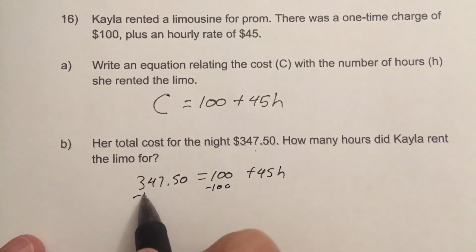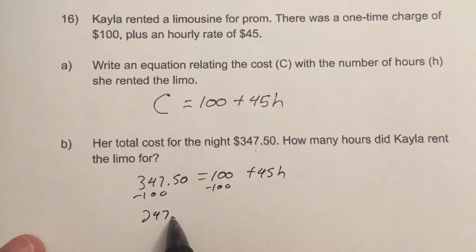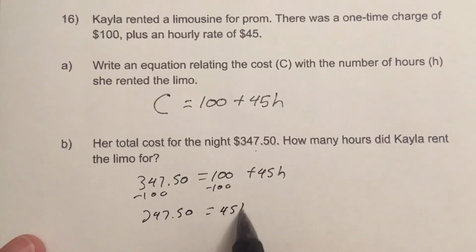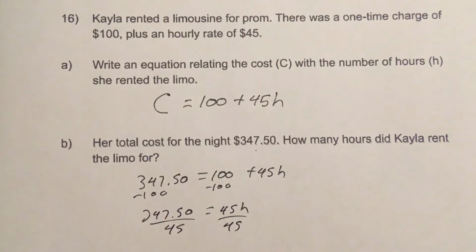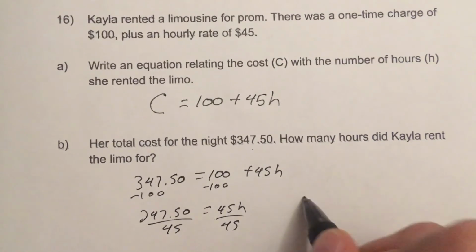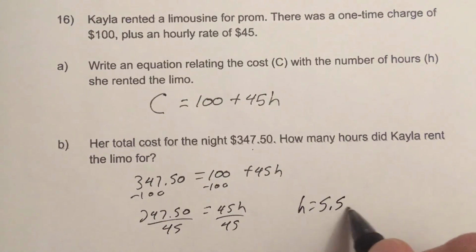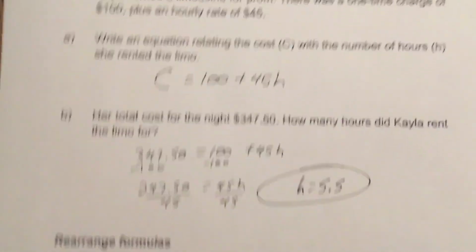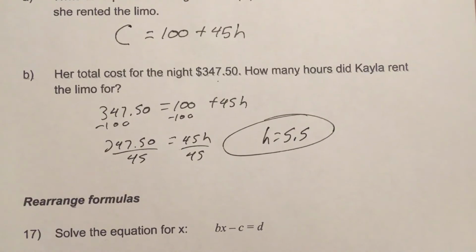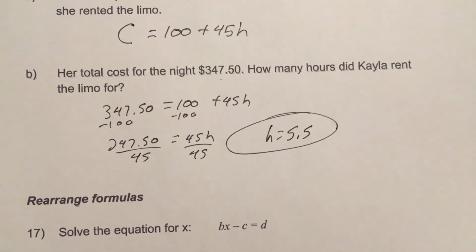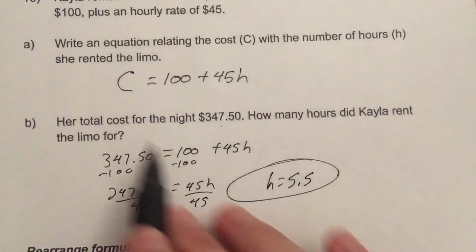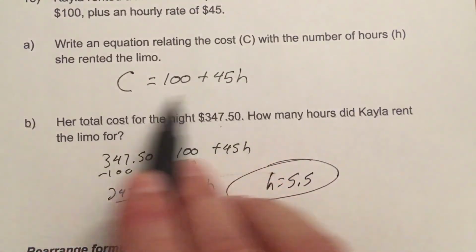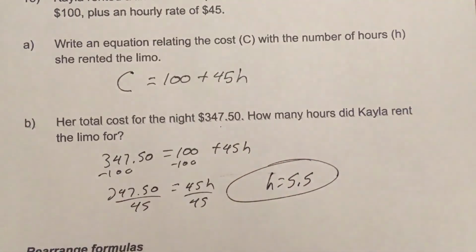Subtract 100. So 247.50 equals 45h. Now we divide by 45. So take my calculator, go 247.5 divided by 45, and it was 5.5 hours. So Kayla rented that for 5.5 hours, and it cost her that much. Okay? So you'll have a story problem tomorrow for sure. Make sure that you feel good about these equations and where to put the stuff in.